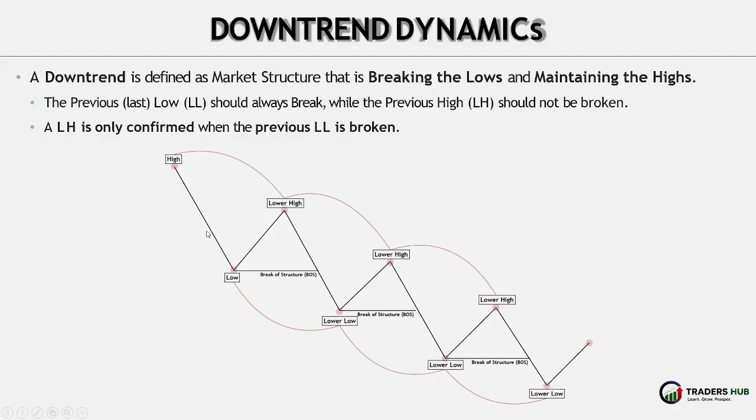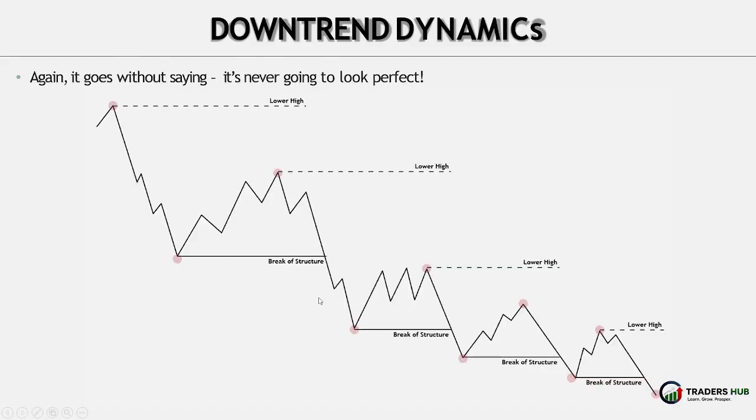And the golden rule here is that a downtrend is characterized by a sequence of lower lows, lower highs, lower lows, lower highs. The golden rule of the downtrend dynamic is that the lower high can only be confirmed by a break of structure of the previous lower low. Moving forward.